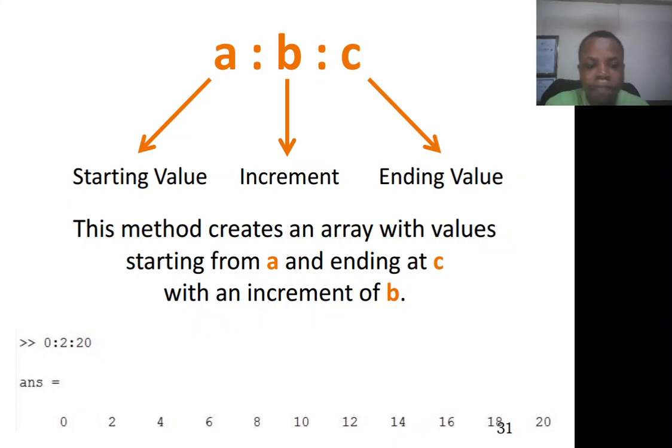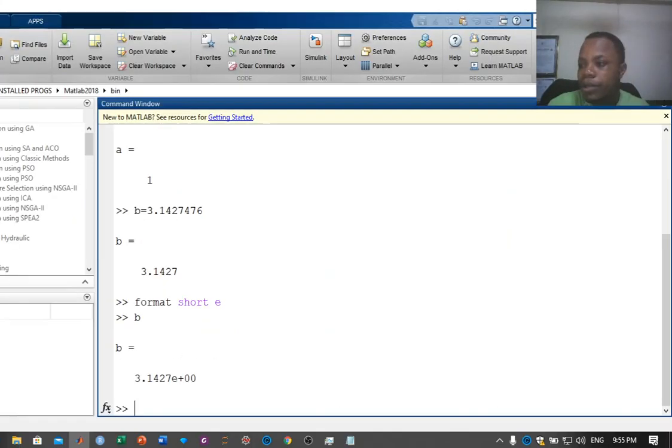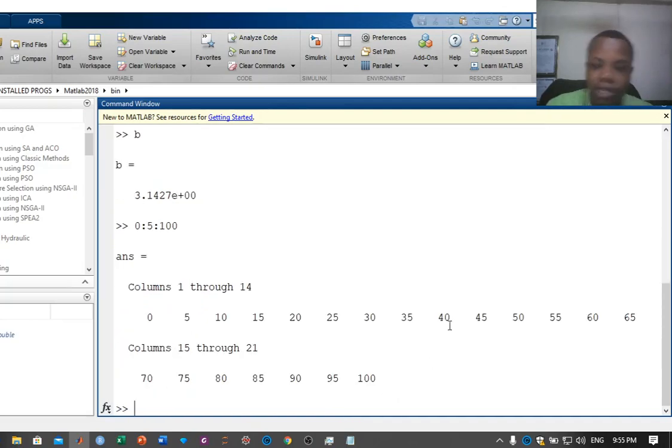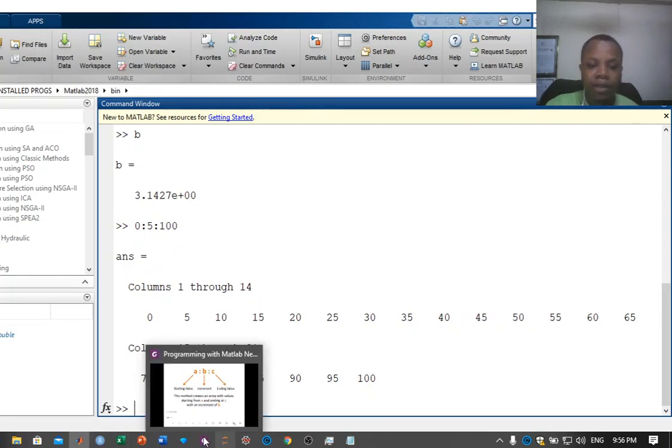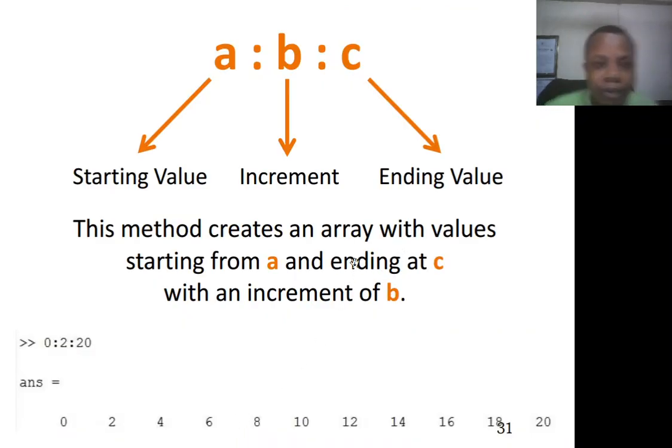In that same case, if we'd like to create a sequence of numbers from 0 up to 100 with an interval of, let's say, 5, we could just specify that up to 100. Once we hit enter, it creates the numbers for us. Bear in mind that the first one is the starting value, the middle one is the level of increment, and the last one is the ending value.